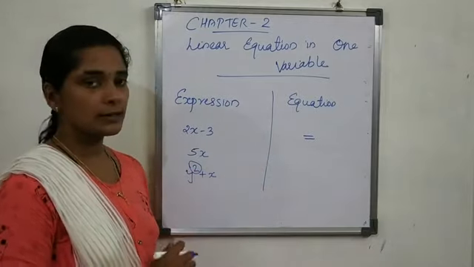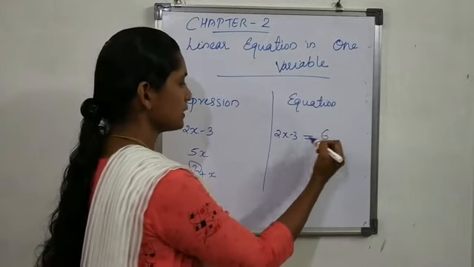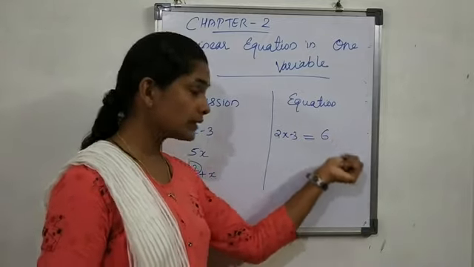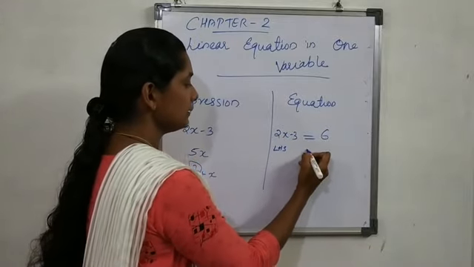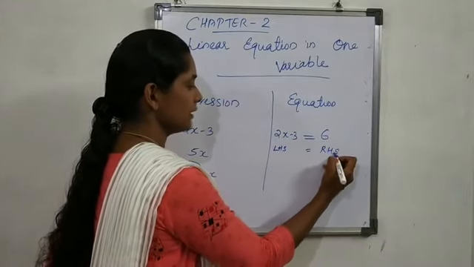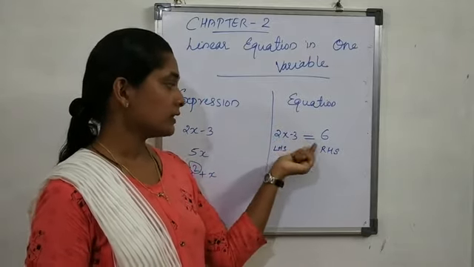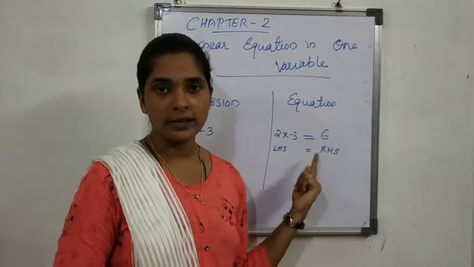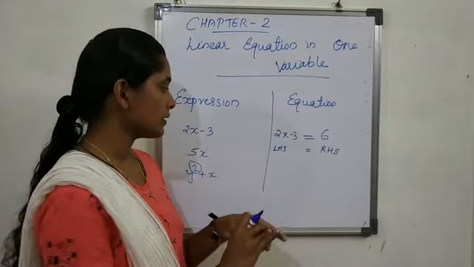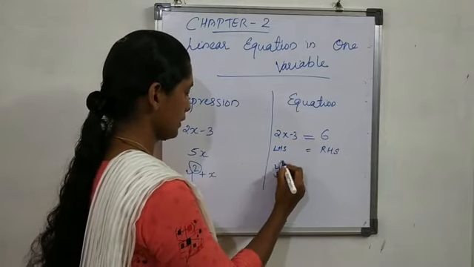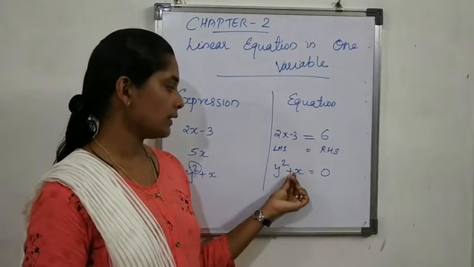One example, the same we can write as 2x minus 3 equal to 6. This is an equation. It contains a left side and a right side, and there must be an equal sign. This is also an equation: y square plus x plus 0.